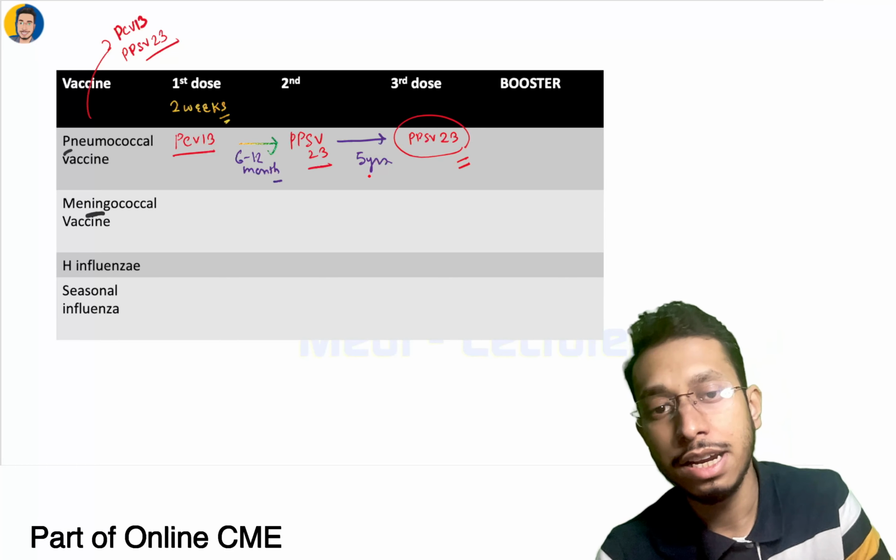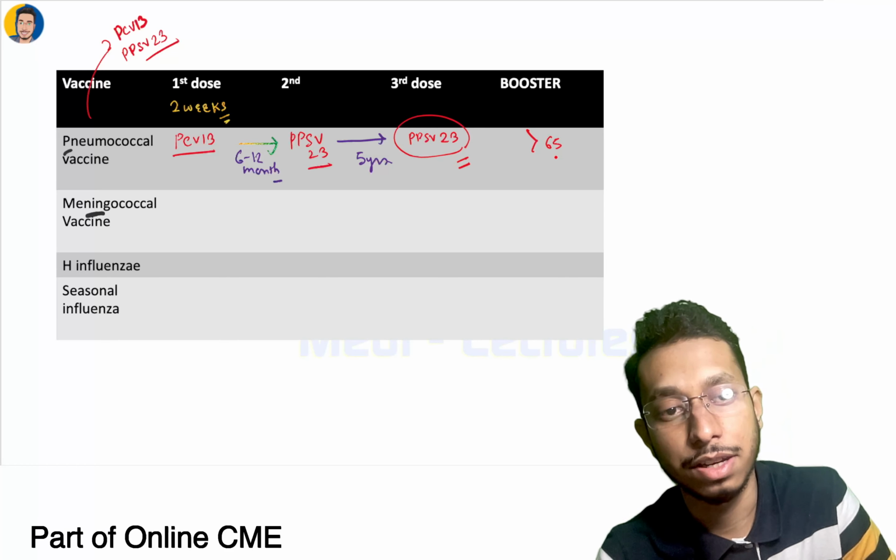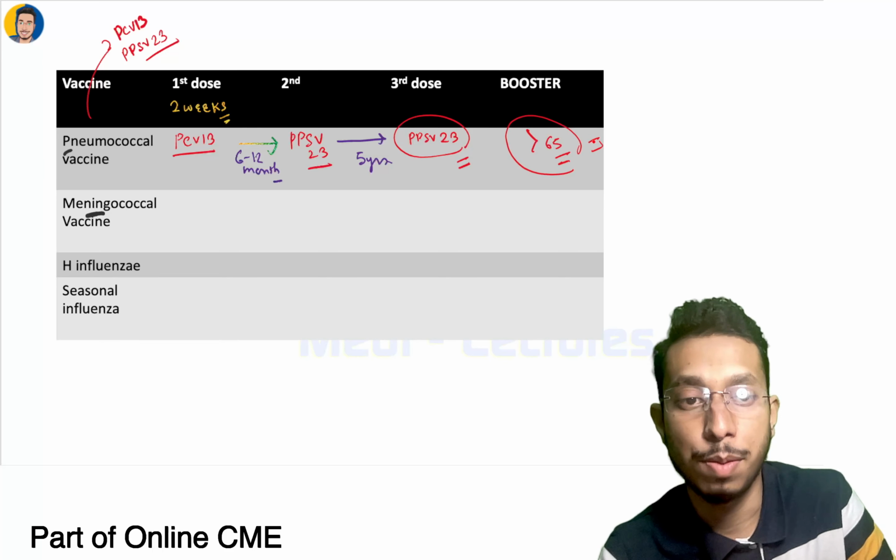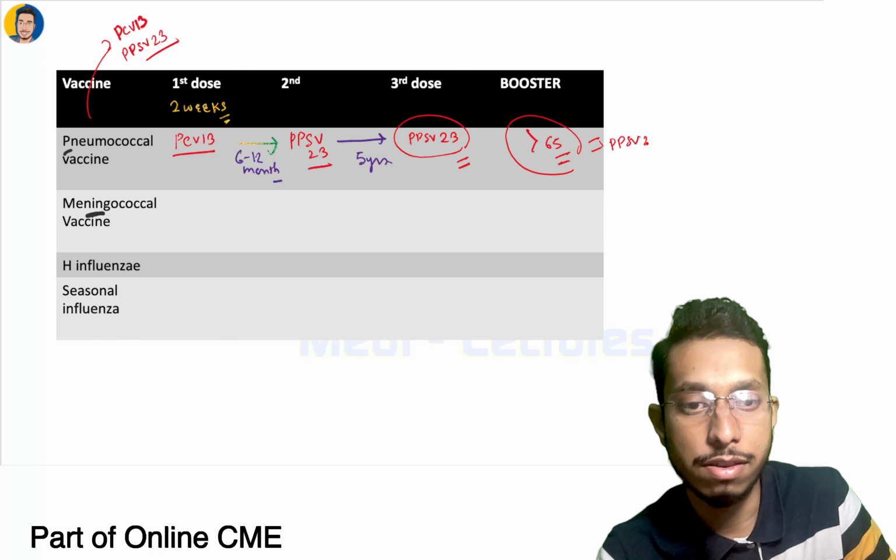Booster is usually indicated at the age of 65 years. So a single booster of PPSV23 is indicated.